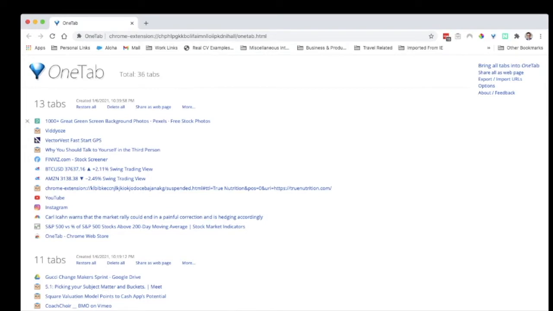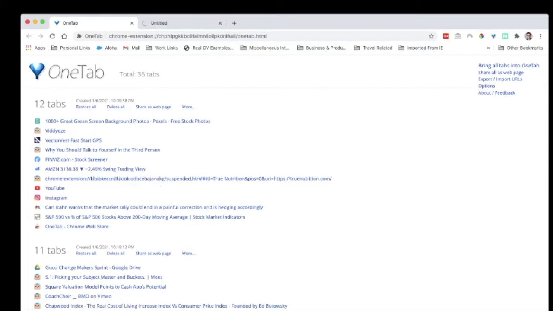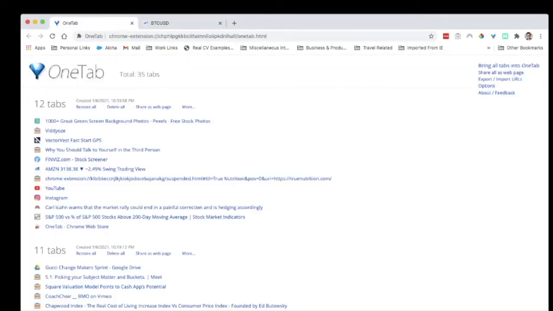So I can restore them all. It gives me when I created them and so on. If I want to go just back to one of them, I can just click on one of them, and it'll open up that tab and just bring me back to where I was looking at, whatever the case may be. In this case, it was my Bitcoin chart. And then if I want to restore all of them, I can just go and click restore.